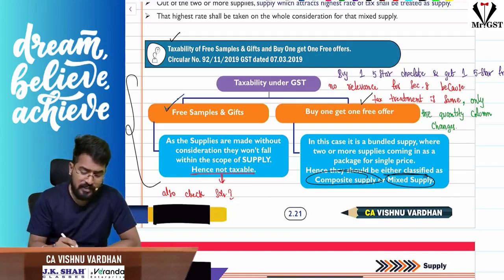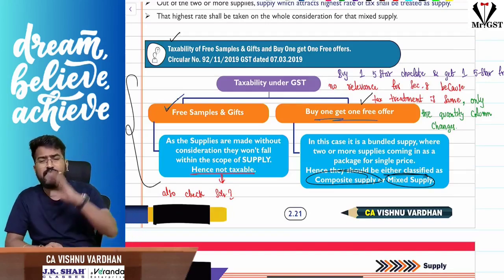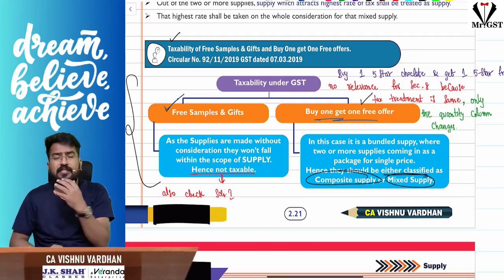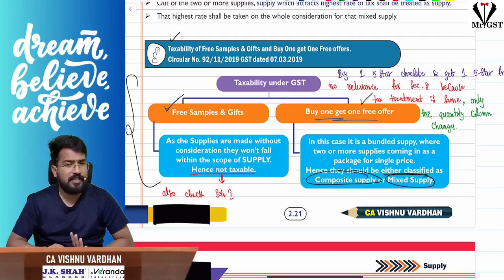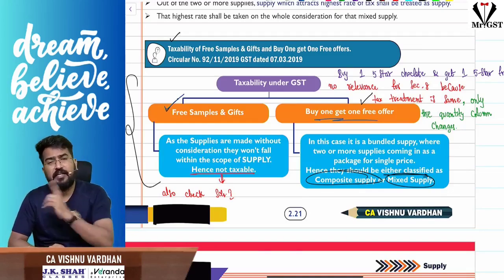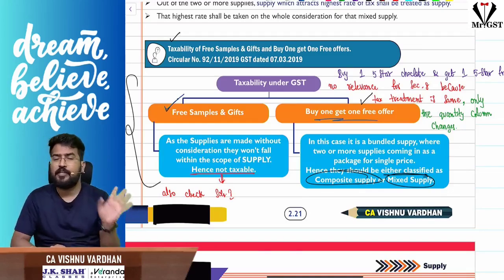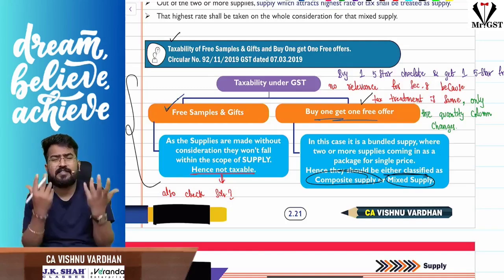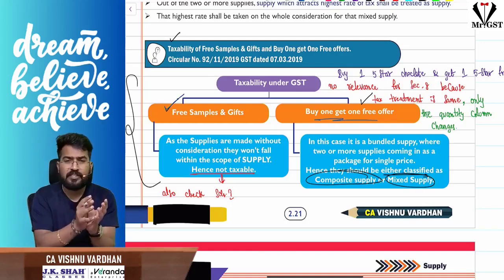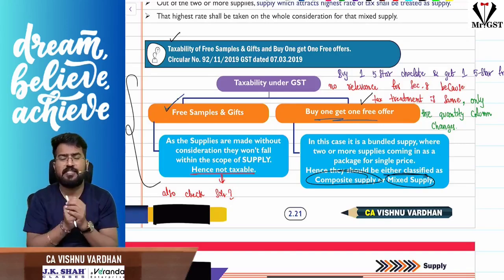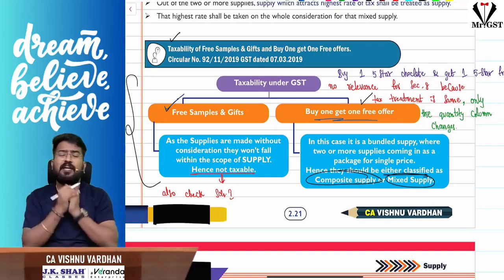The next case is the buy one get one free offer. What is the tax treatment here? Please understand, there are two possibilities. For example, I am buying one 5-star and getting another 5-star free. Here you need not worry about the tax treatment at all. Why? Because you are paying 10 rupees. Actually you should get one 5-star, and you are getting two 5-stars.